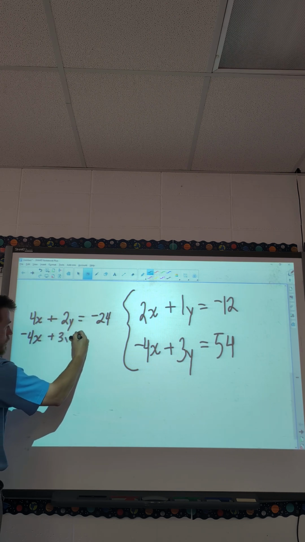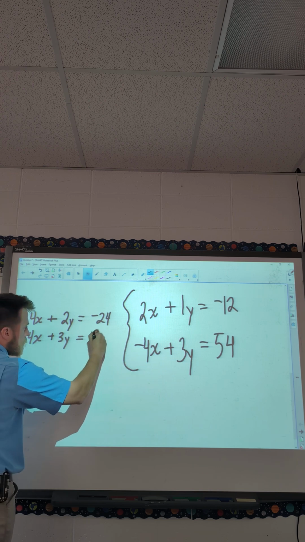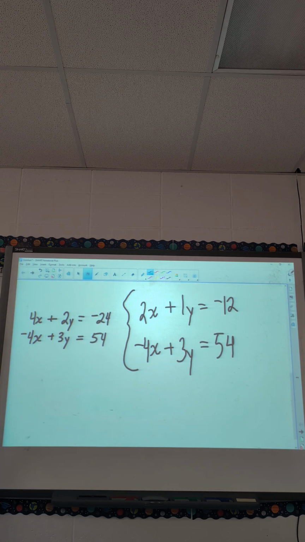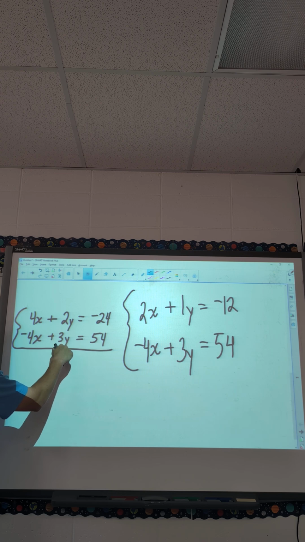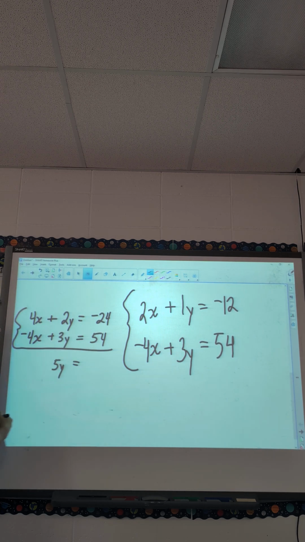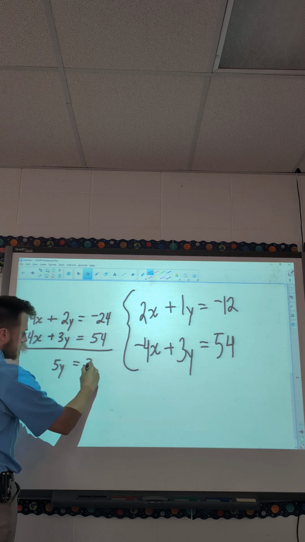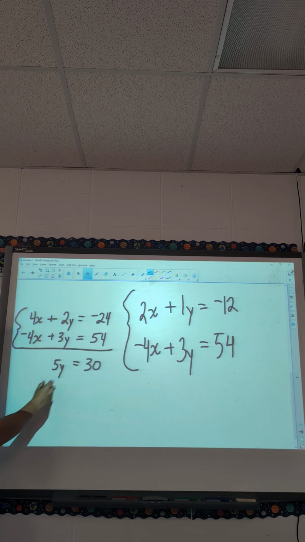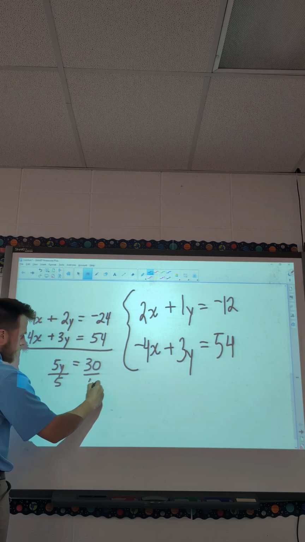plus 3y equals 54. Because this is a system of equations, we are guaranteed that the x's have the same value, meaning we can combine, we can add and subtract. They are like terms. So the 4x and negative 4x would cancel out, leaving just 2y and 3y, which makes 5y, equals 54 minus 24 is 30. Divide both sides by 5, pretty elementary from there.